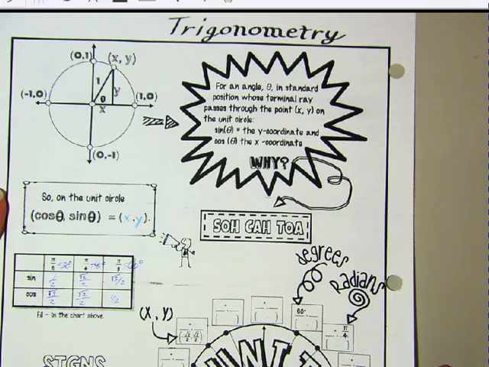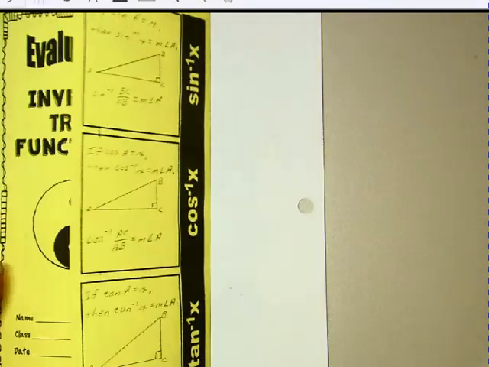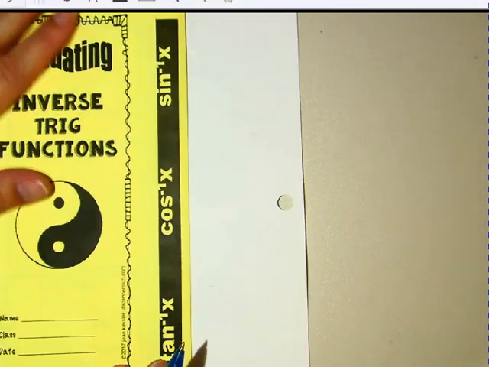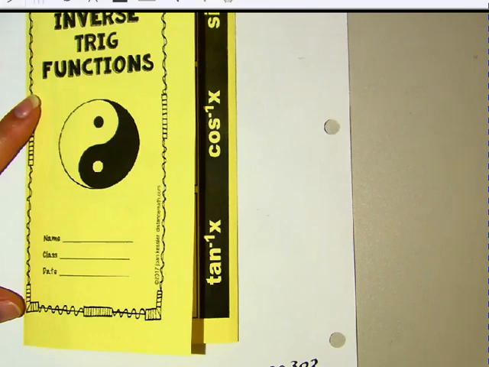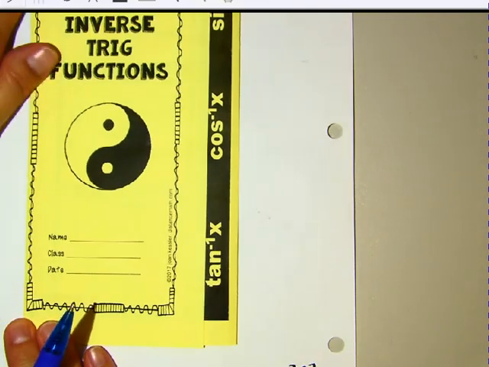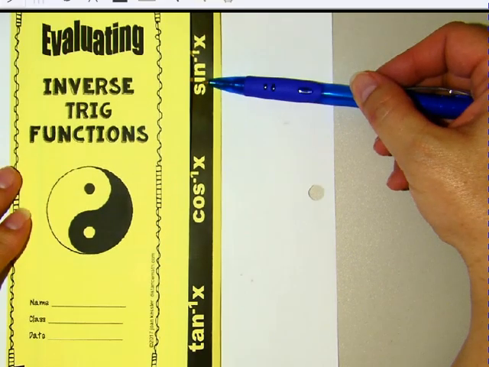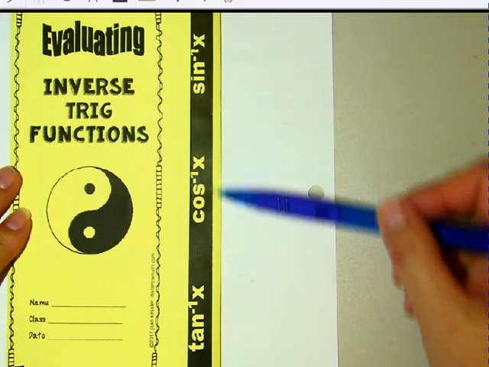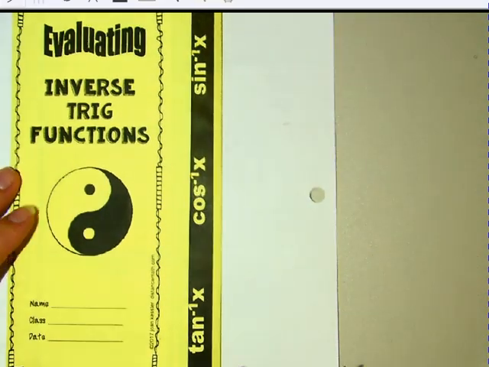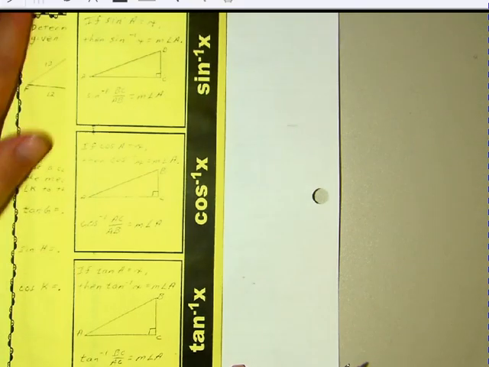All right, so today's focus is going to be on inverse functions. So that is our yellow foldable, and this is on page 302 in your notebook. So we're going to be working with sine to the -1, cosine to the -1, and tangent to the -1. So what do all of those things mean?